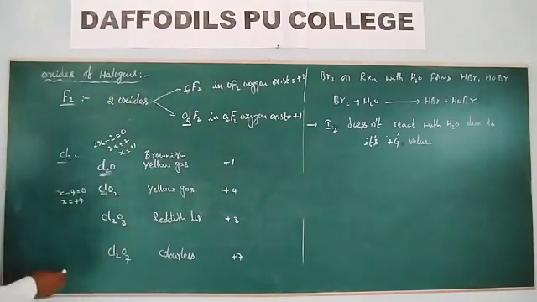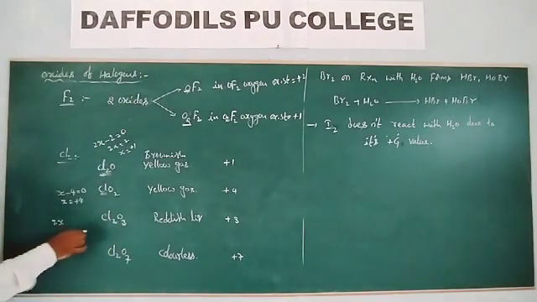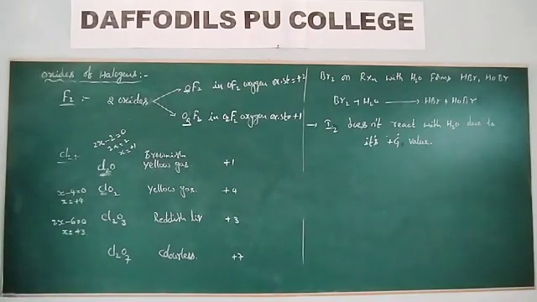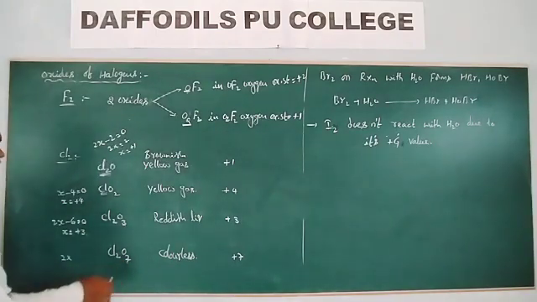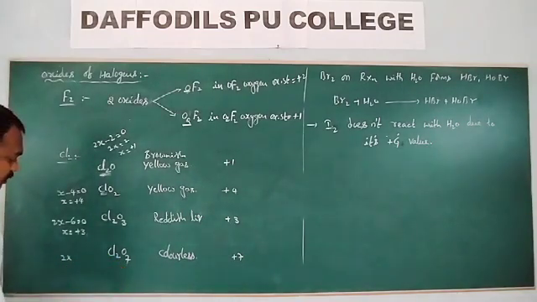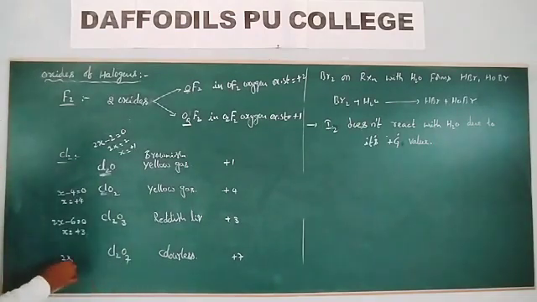Now take Cl2O3: chlorine 2X, each oxygen -2, three oxygens, so 2X minus 6 is equal to 0, X is equal to 3. Now Cl2O7: 2X, each oxygen -2, 7 oxygens means 14, so 2X minus 14 is equal to 0, X is equal to 7.